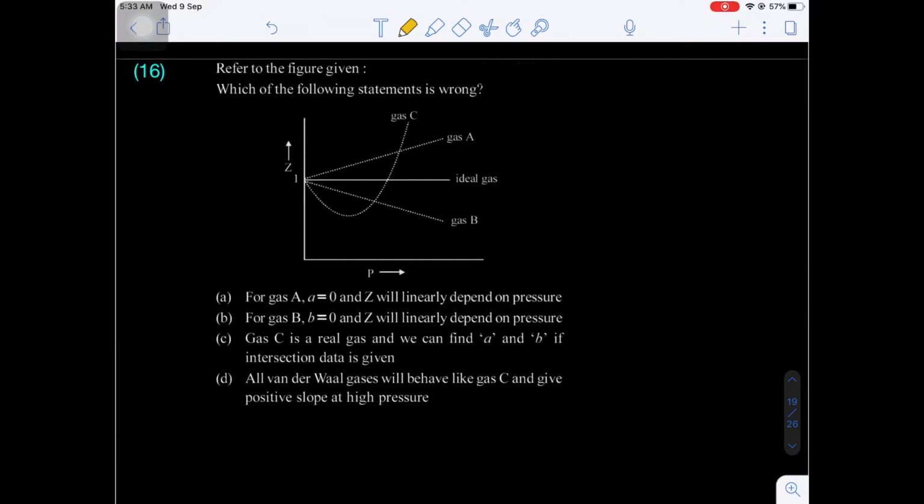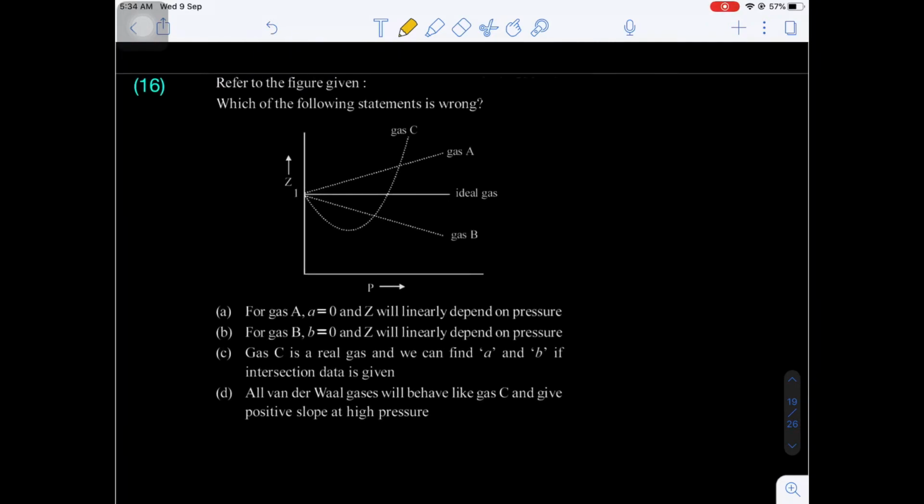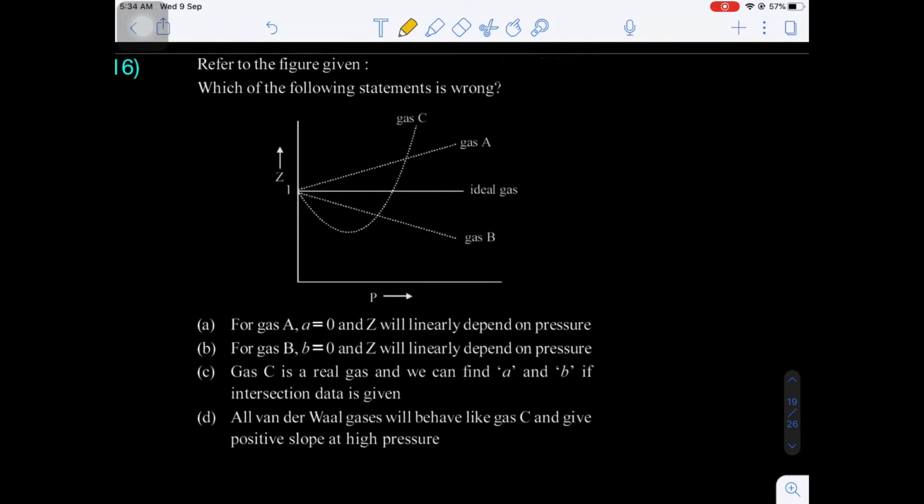Okay. Now question number 16. So this is also a previous year numerical. Refer to the figure given. Which of the following statements is wrong? On the y-axis compressibility factor, on the x-axis pressure is taken.